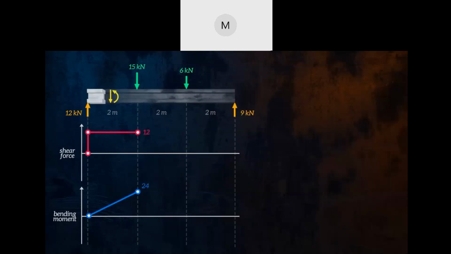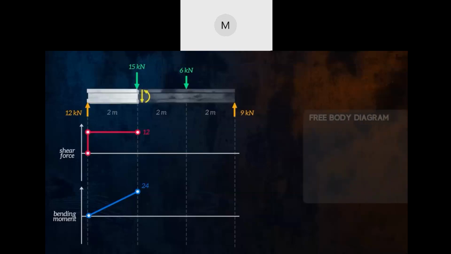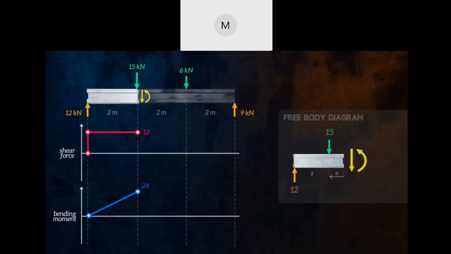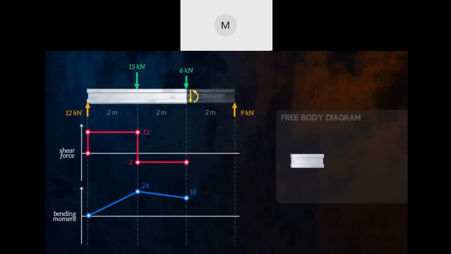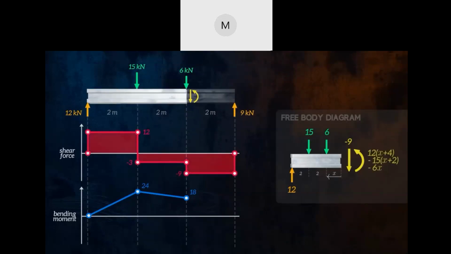We then repeat the process by moving the location of our cut further to the right. This time we place the cut immediately after the 15 kilonewton force, and we draw the free body diagram again to determine the shear force and the bending moment. We repeat this process until we have covered the full length of the beam. We end up with the complete shear force and bending moment diagrams for the beam.